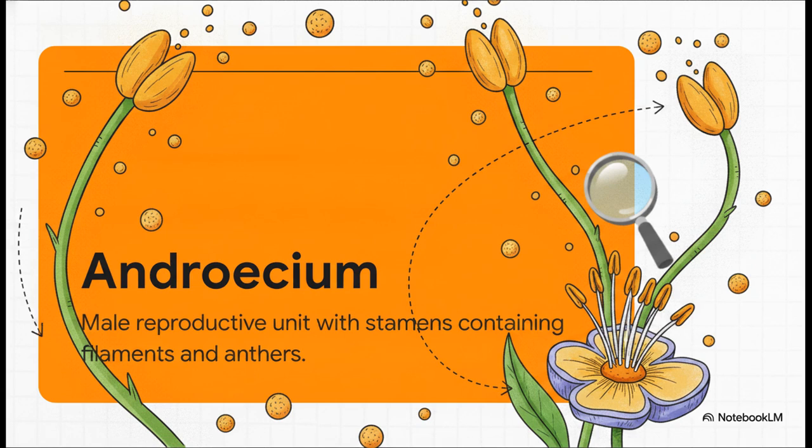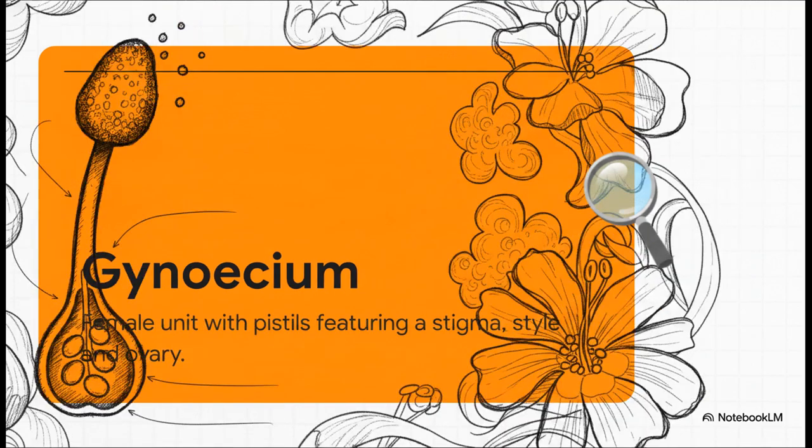Moving deeper into the center, we hit the androecium. This is the male reproductive unit of the flower, which is basically a collection of stamens. Each individual stamen has a long, narrow stalk called a filament, and perched right at the top of that filament is a bilobe structure known as the anther. This is super important because it's the crucial manufacturing hub where the vital pollen grains, which contain the male reproductive cells, are actually produced.